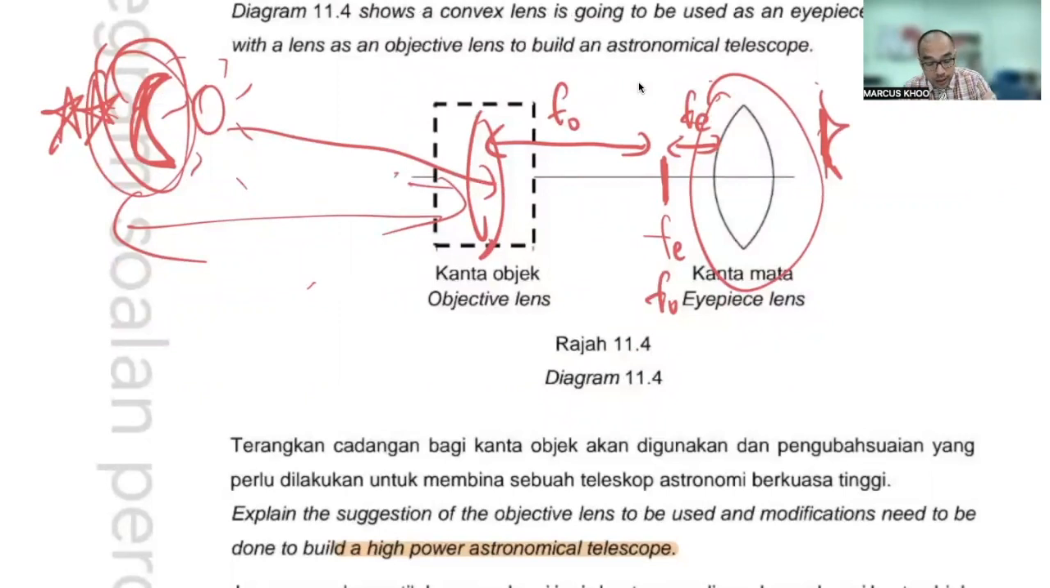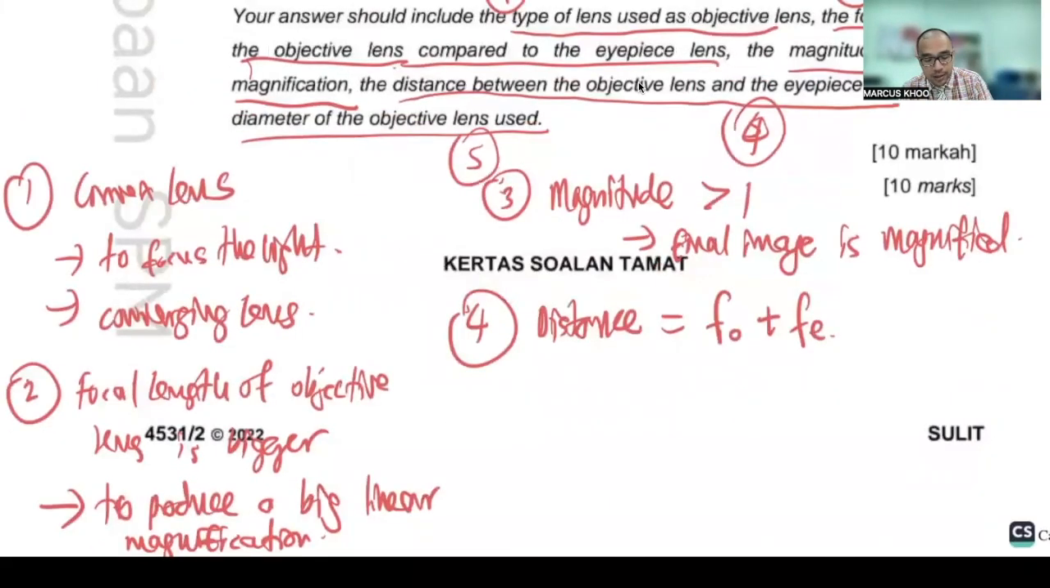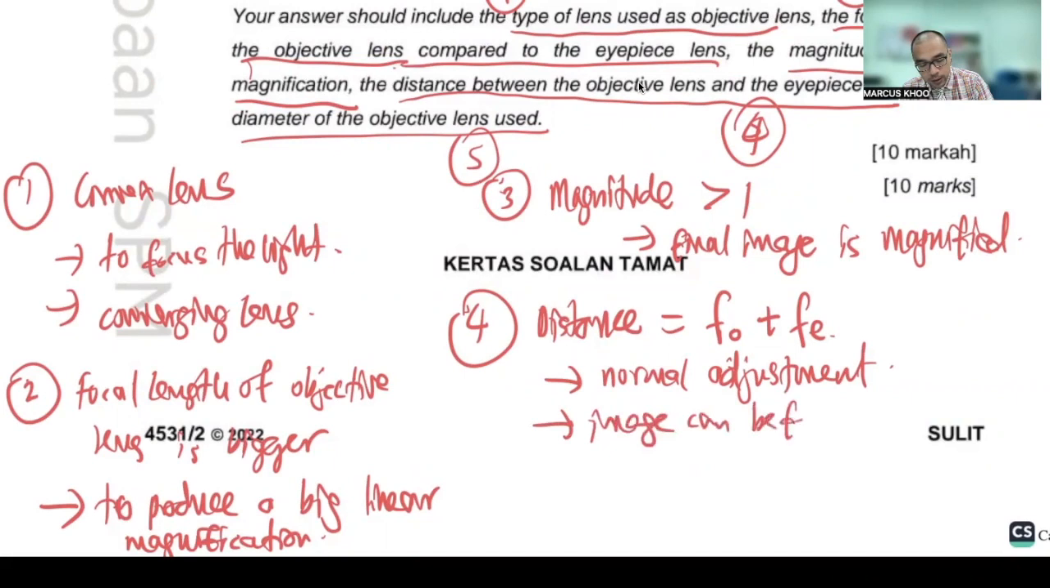And the reason for this, and this is a very standard answer, is called the normal adjustment. Under the normal adjustment, the image can be formed at infinity. Okay, this is under normal adjustment.